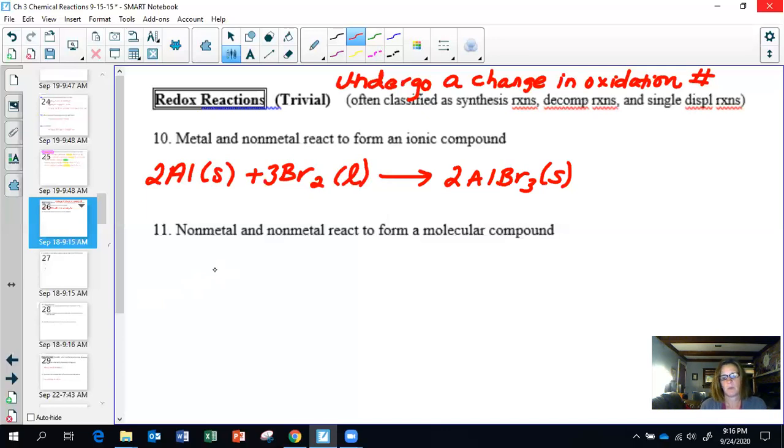The next example we're going to look at is the reaction of two nonmetals to form a molecular compound, and this is yet again another synthesis reaction. So you can go ahead and pause the video as you write the equation for the synthesis of phosphorus 3 chloride.